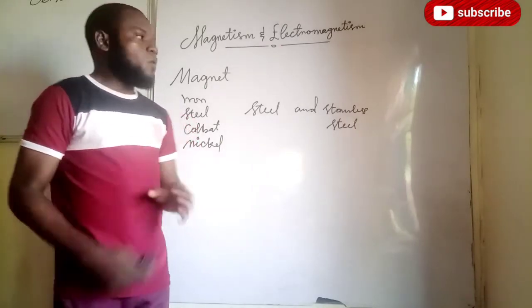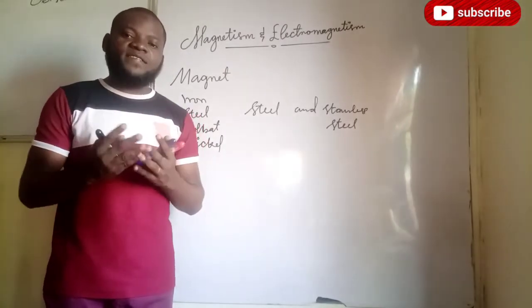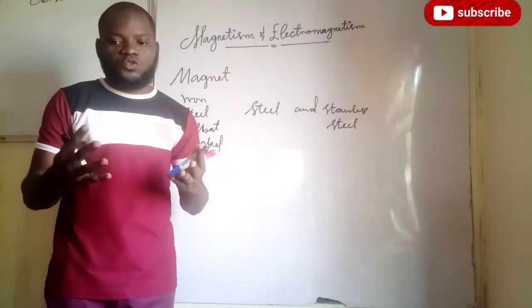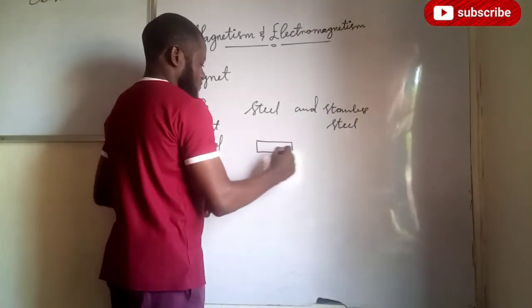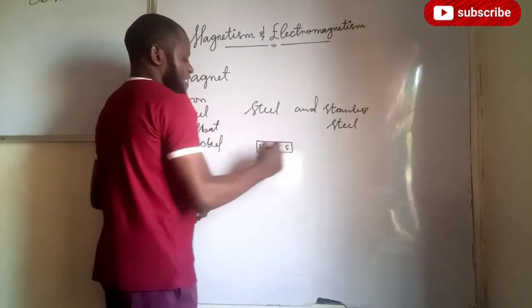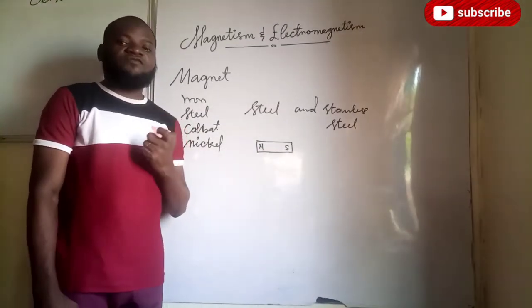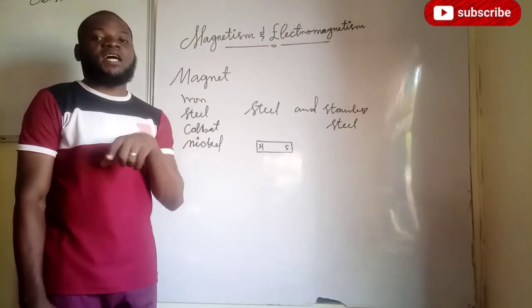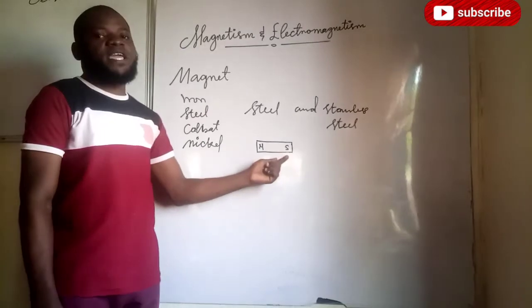Cool. Now, whenever you have a magnet, it always has two different types of poles. That is, if this is a magnet, here is the North Pole and here is the South Pole. Like you have electric charge, a positive charge and a negative charge, the same way we also have it in a magnet.